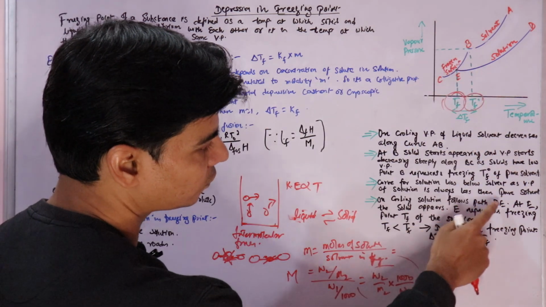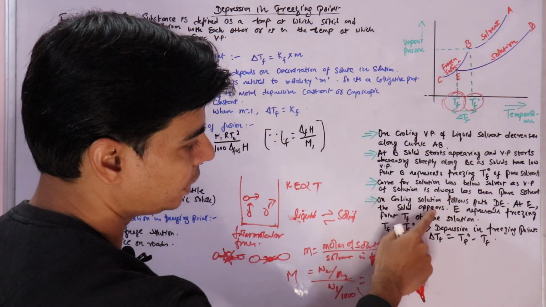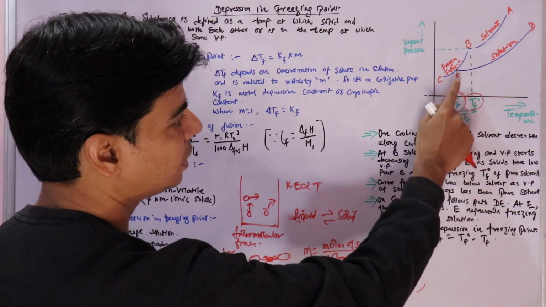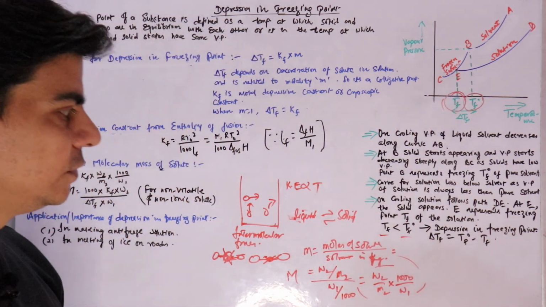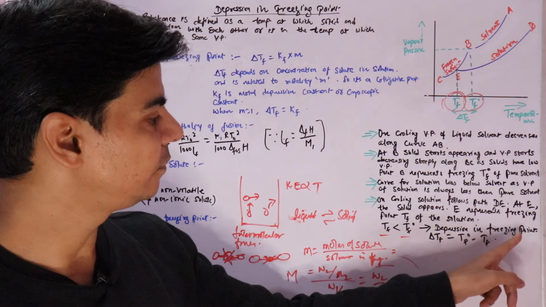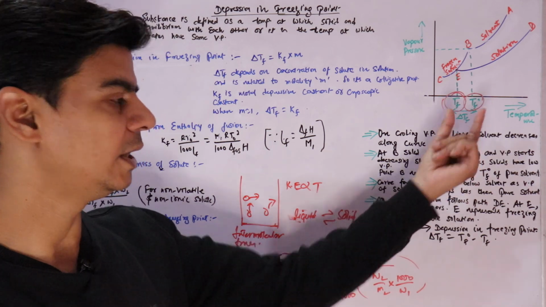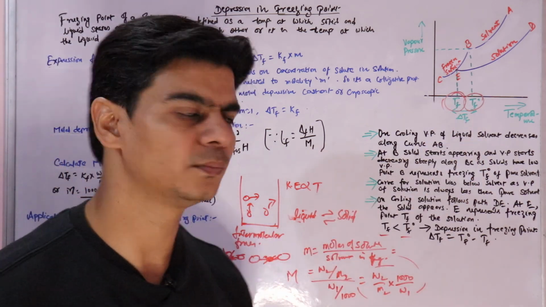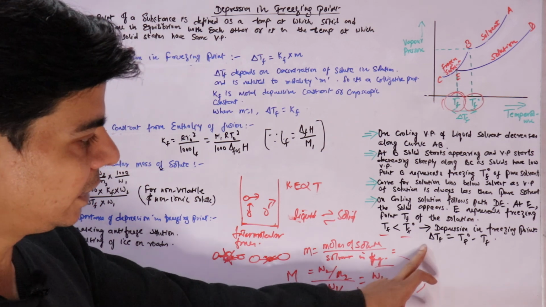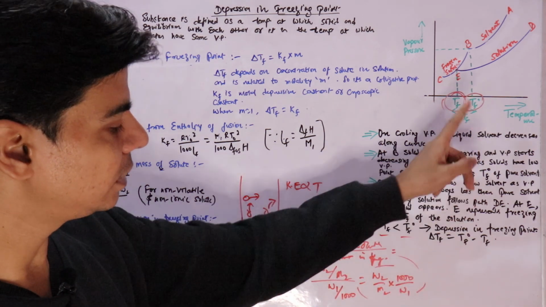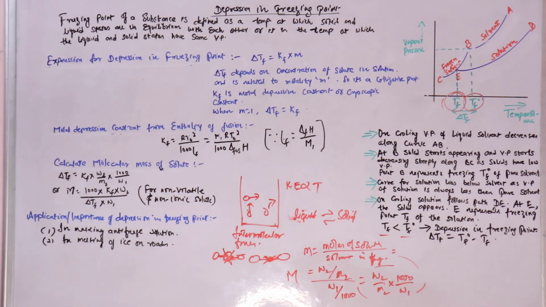On cooling, the solution follows path DE. At E, the solid appears at this point, and E represents the freezing point TF of the solution, and we know that TF is less than TF0. This is the depression in freezing point, and the difference between these two is delta TF, the depression in freezing point, right? So it is clear from the graph now. So delta TF is equal to TF0 minus TF, which is the depression in freezing point, right?